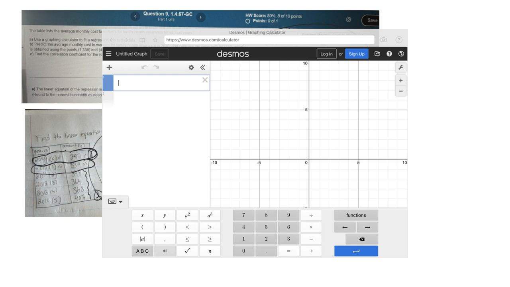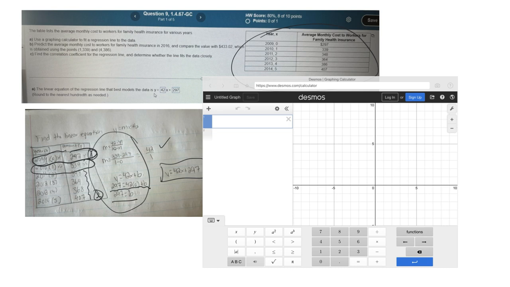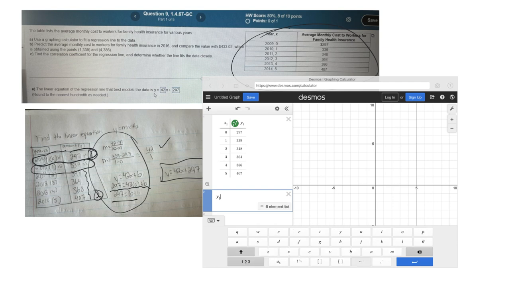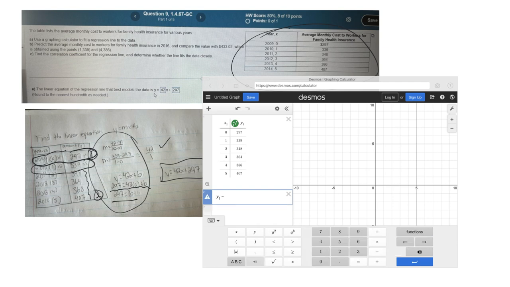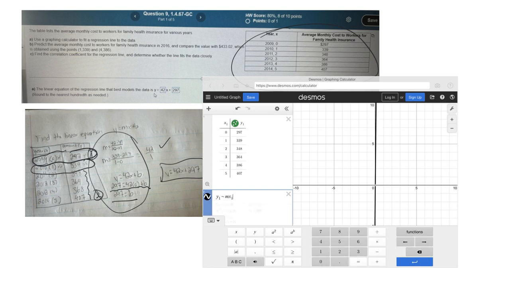So let me move this a little bit. There. Okay. So in Desmos, you hit the plus. Say you want to put in a table, and we're going to put in 0 and then 297. I'm going to pause the video while I do the rest. Okay, I've got all the data in. And now just click down below and type in this. So y1 and then a tilde, that one. And then mx1 plus b.